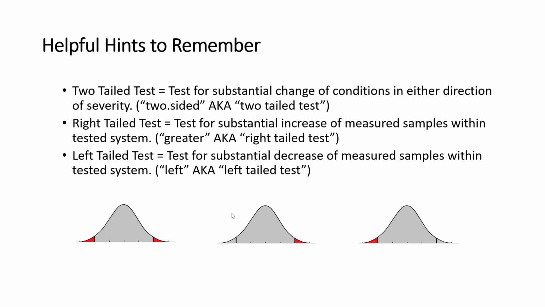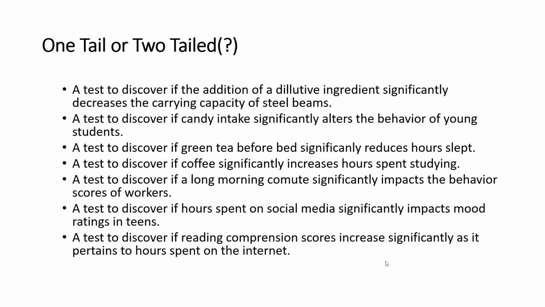And a left-tailed test is when we're testing for a substantial decrease as it relates to measured samples within the tested system. So less than, or left-tailed test. So let's see if these are one-tailed, two-tailed, and if they are one-tailed, will they be left or right?